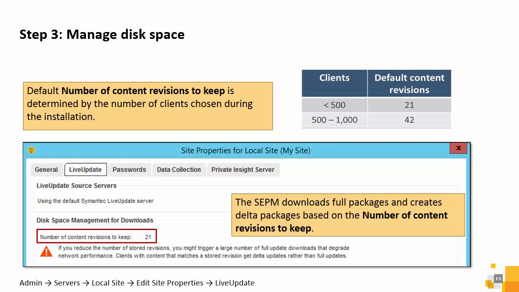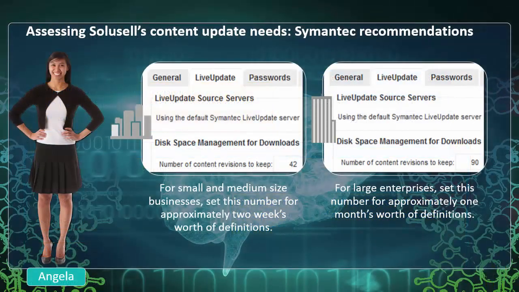Enabling Store Client Packages Unzipped provides better network performance for upgrades. When disk space is an issue, you can disable this option. Note that Live Update releases content 3 revisions a day, which means that 21 revisions is equal to a week's worth of content. You'll learn more information on this topic on the following slide.